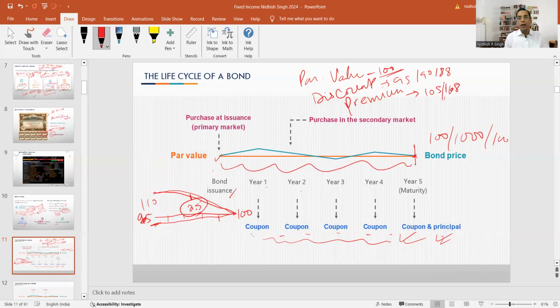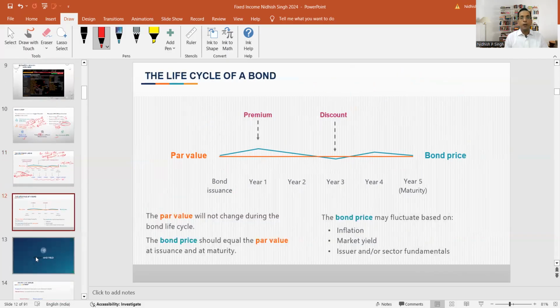Now, we also need to be cognizant of the fact that the price may not be the same during the life of the bond because of various factors we'll talk about later as well. So the price of the bond can move up or down. It can fluctuate during the life of the bond, but ultimately at the end, the face value will be achieved. So during the life cycle of the bond, we see for 5 years, there will be premium and discount, and par value will not change. Bond price will be equal to par value at the maturity and issuance.